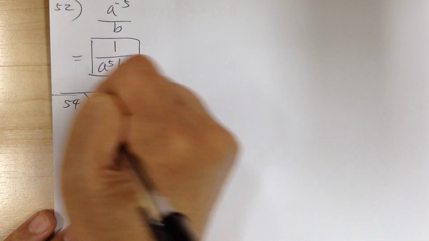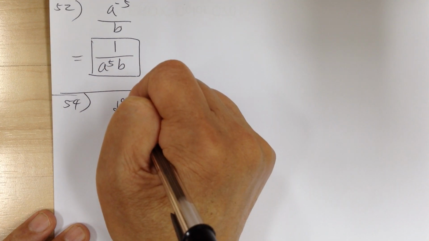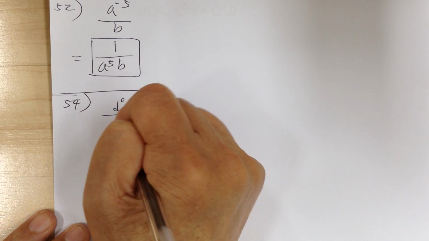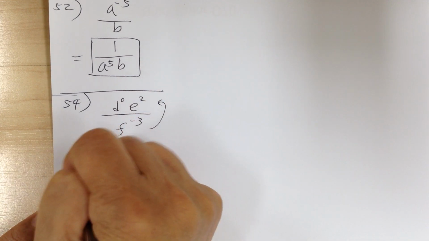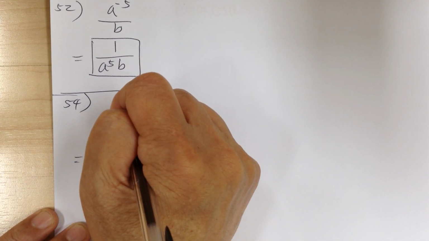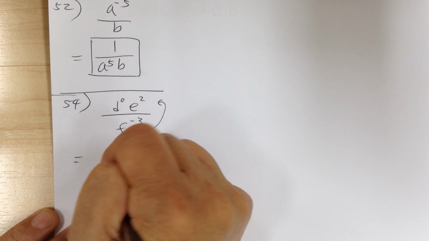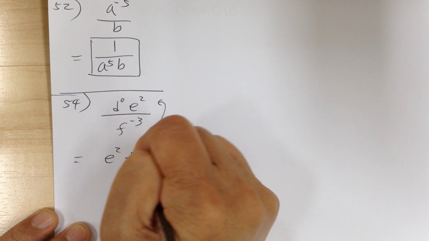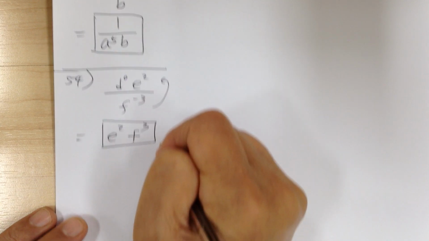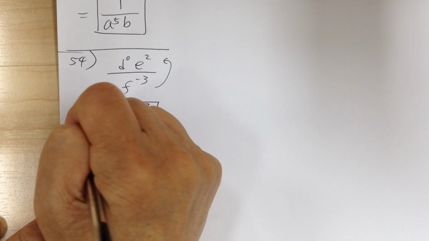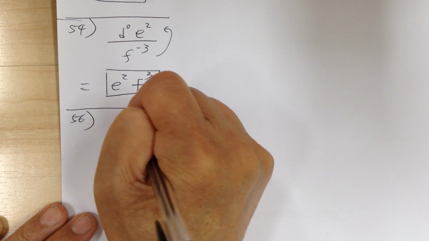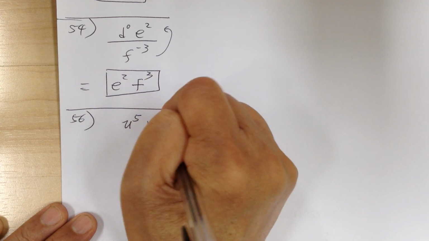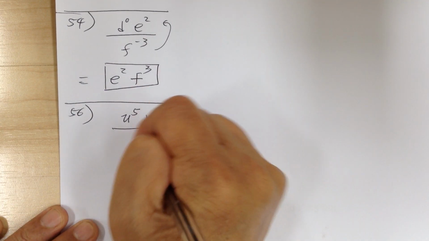Okay, number 54, you have d to the 0 power, e to the 2 over f to the negative 3. This one gets flipped to the top. Now d to the 0 power is equal to 1, so it doesn't do anything. So you're just going to get e squared f to the 3 power. Okay, and that's it.